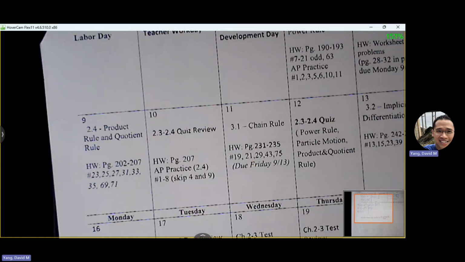Tomorrow we'll need to do some more practice with power rule, but then we're going to move into particle motion. Then Monday product and quotient rule, and then Tuesday review.